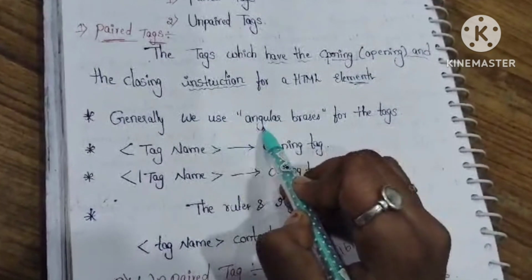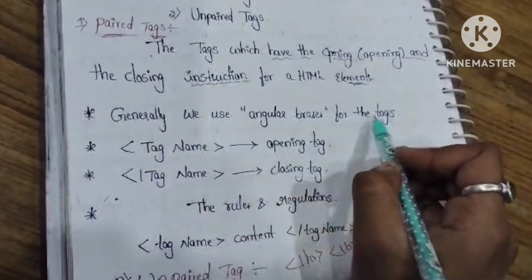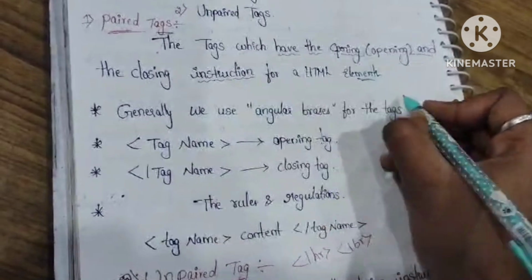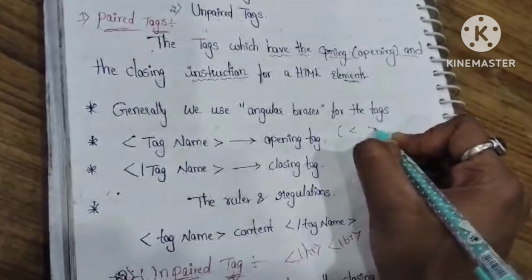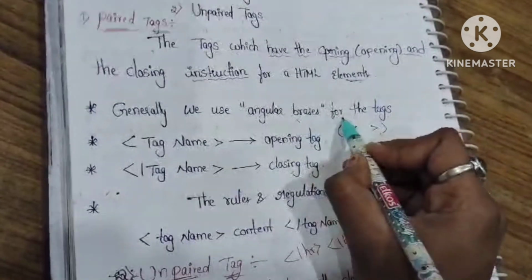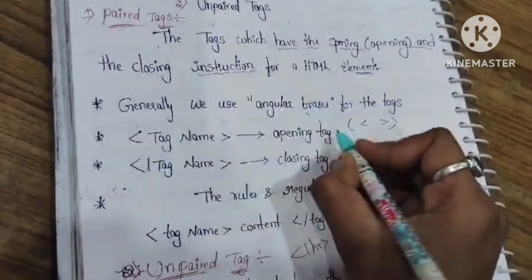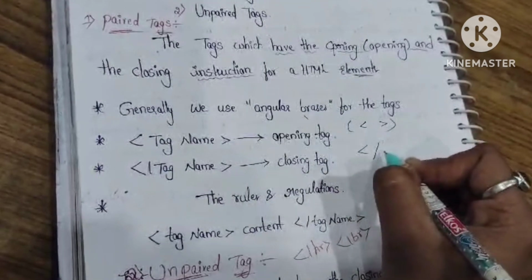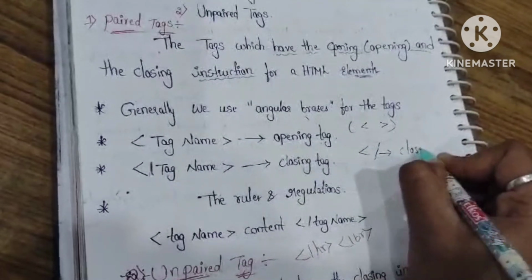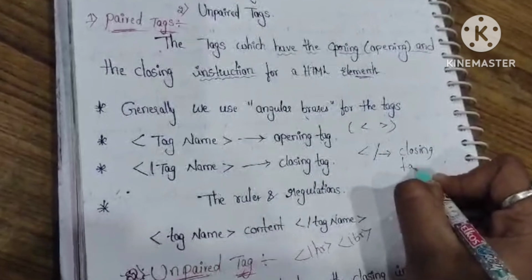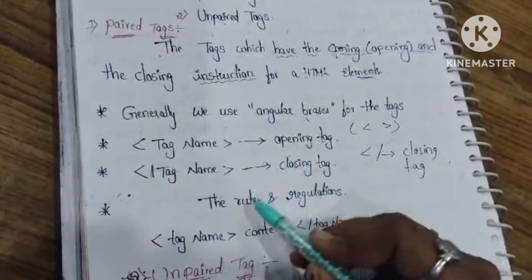Generally we use angular braces for these tags. Okay. So first we write the tag, write some content, and close the angular braces. Okay, it is the opening tag. What is the closing tag? We write the first angular brace, then a slash, and write the tag name to close it. It is the closing tag.